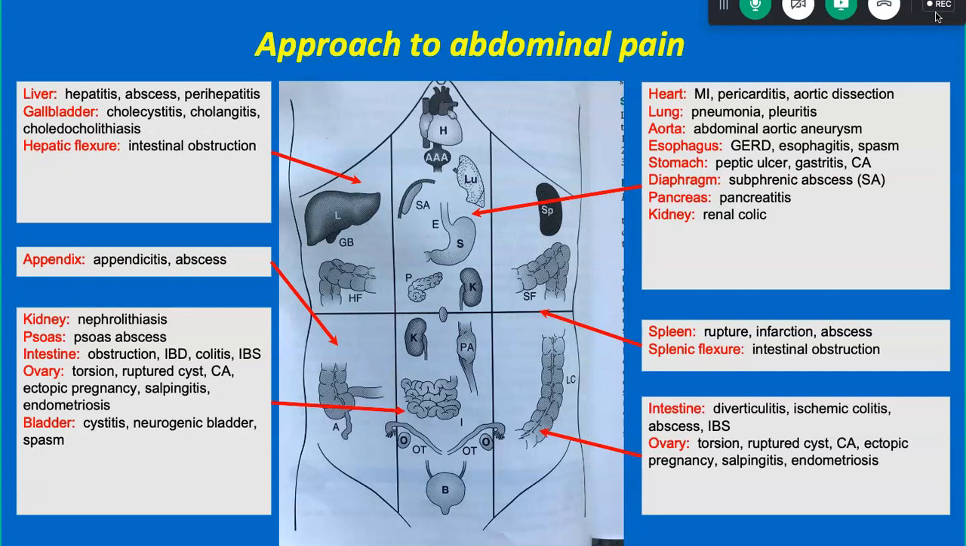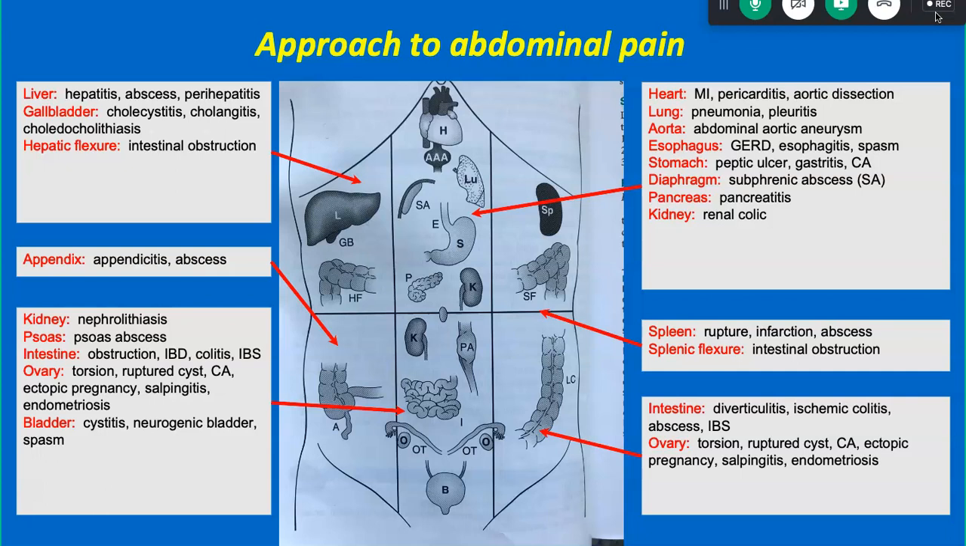Once again, think about diseases that affect those. Moving up to the left upper quadrant, we're going to be thinking about the spleen and the splenic flexure. And then right in the center is going to be the epigastric region. And the organs that are in the epigastric region are, of course, the stomach, the diaphragm, the pancreas, and the kidney, and part of the aorta. But you can also get pain that's referred from the heart, the lungs, and the esophagus. So think about those 3 as well as causes of epigastric abdominal pain.